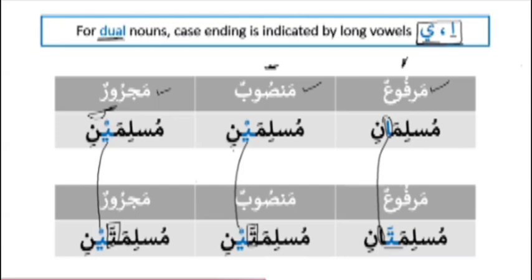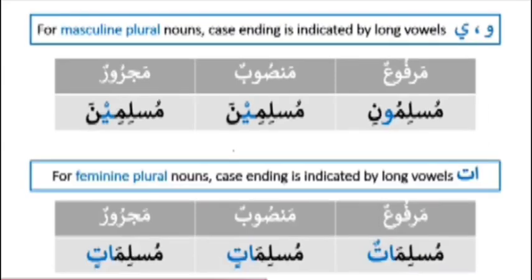Fatha, dhamma, and kasra we only have for the singular noun. But for the dual and for the plural, we will always go by the sound. What do we go by? We will always go by the sound. Excellent.